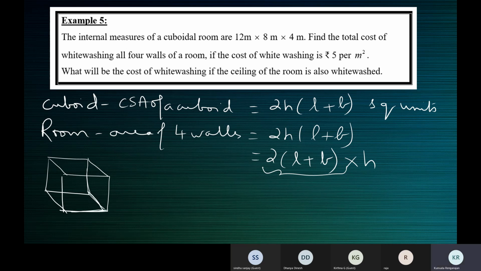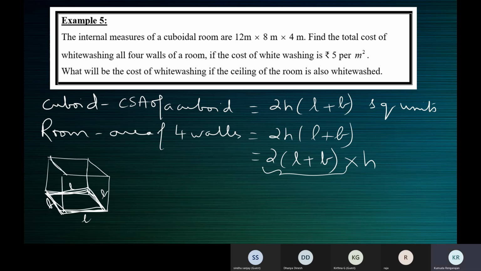Okay, this is the floor, right? Can you all see the floor? Yes, ma'am. Now this is L, this is L. This is B, correct? What's the perimeter of the floor? Ma'am, it is perimeter of the rectangle, ma'am. It's a perimeter of the floor, correct? Yes, ma'am. It's also the perimeter of the top.